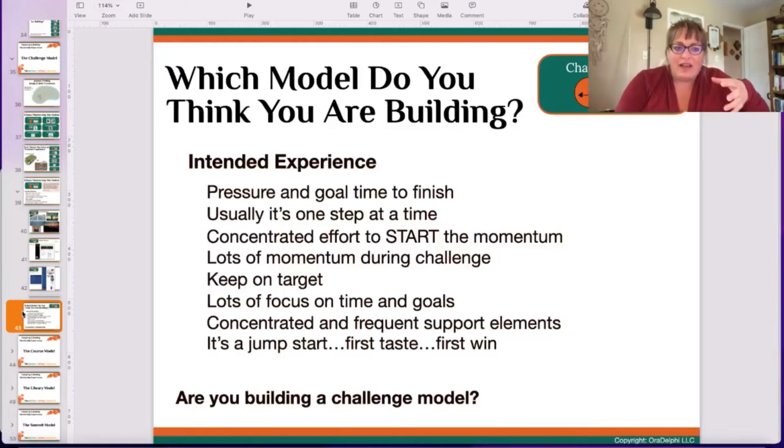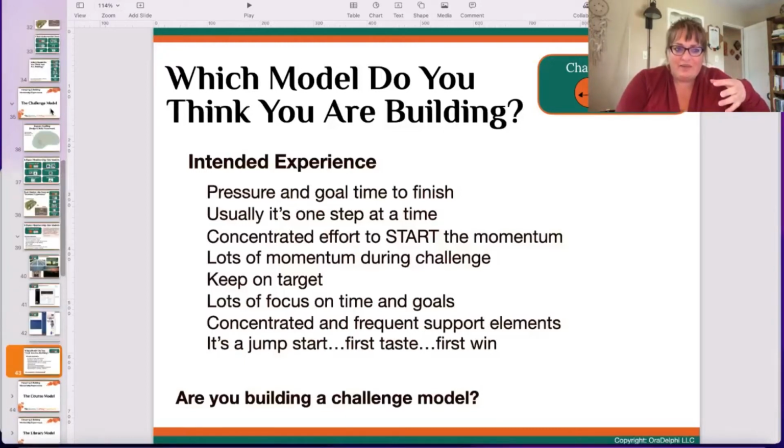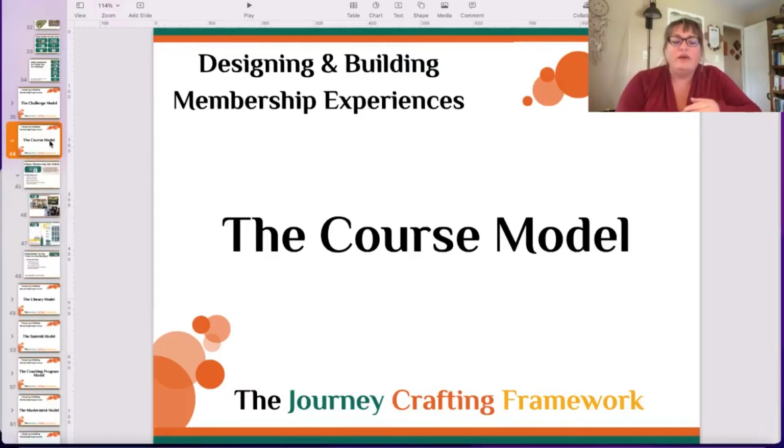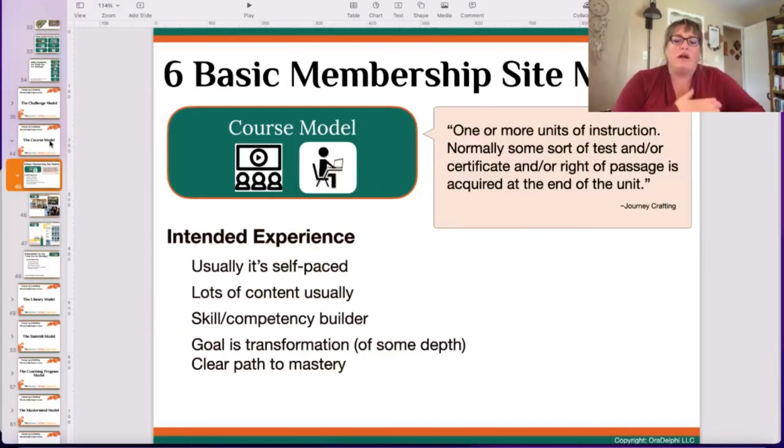All right, now let's look at a very different but related model, the course model. Susan and I had a really great discussion about the difference between a course model and a challenge model, because I think sometimes they get mixed up. A course model is where you're doing one or more units of instruction. We saw that with the challenge model, but normally there's some sort of test or certification or rite of passage in order to go through the course, and get acquired at the end.